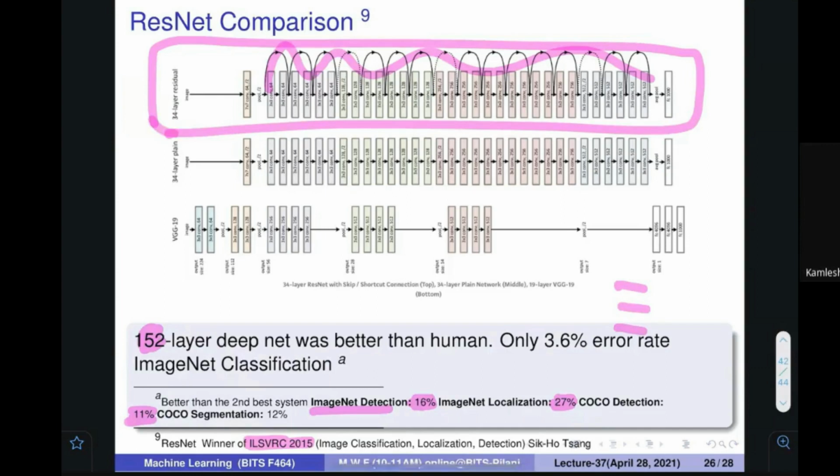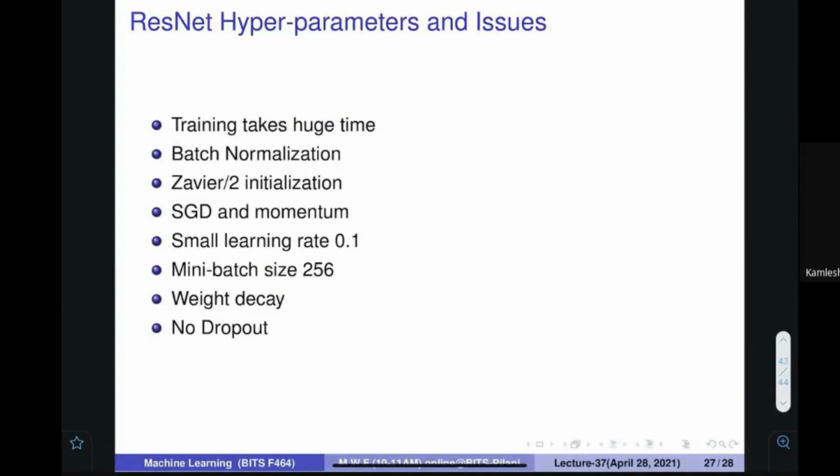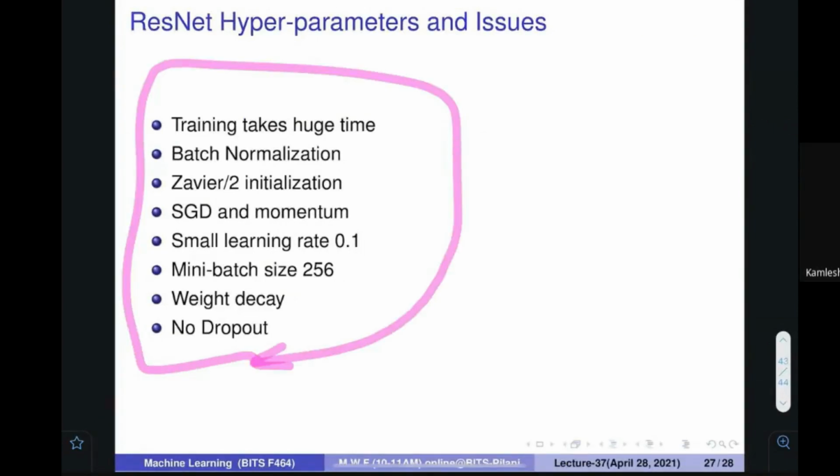However, the network becomes very deep and it is very difficult to train at that particular time. Such a big network cannot be trained in a very naive manner. This training takes huge time. They applied batch normalization, a special kind of initialization called Xavier initialization, and stochastic gradient descent with momentum. The learning rate was small, the mini batch size was 256, with weight decay and no dropout. Using these kinds of parameter settings, they were able to achieve this kind of result.